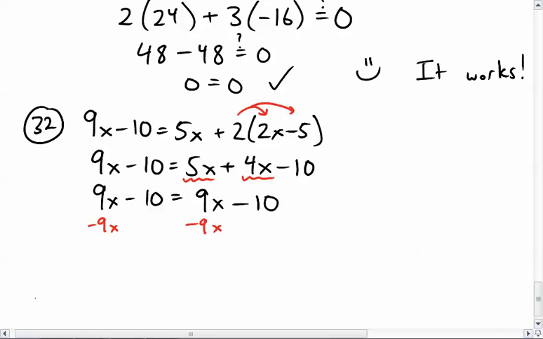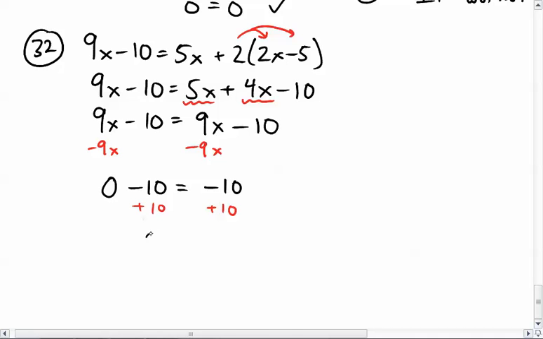And we get 0 minus 10 is equal to negative 10. And then we want to move the numbers to the other side. You can add 10 to both sides, and you get 0 is equal to 0. Okay, so basically you end up with 9x minus 10 equals 9x minus 10, the same thing on both sides of your equation.